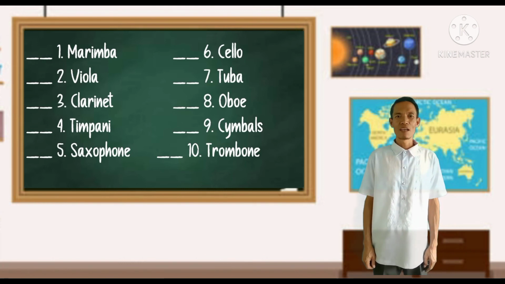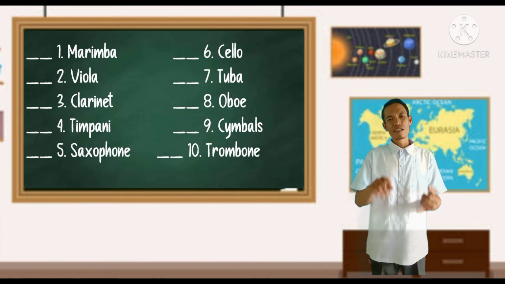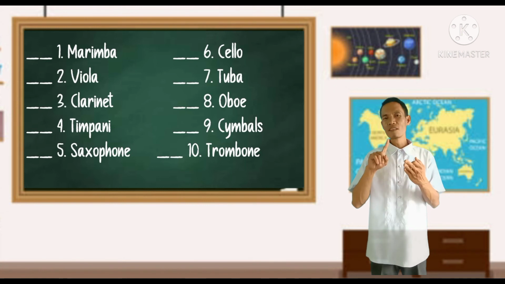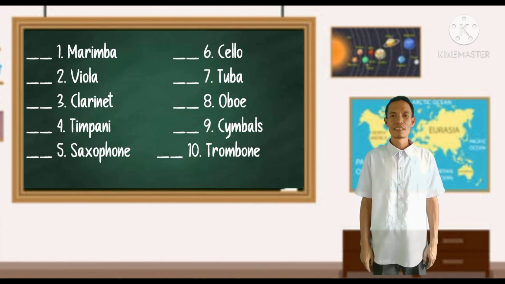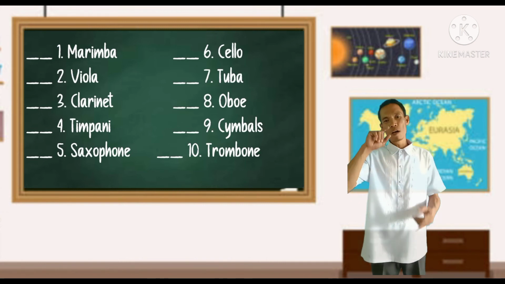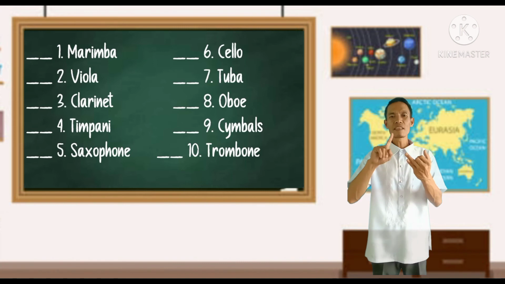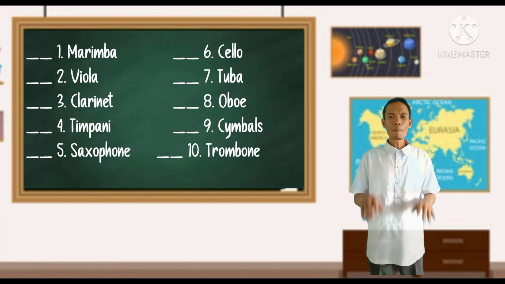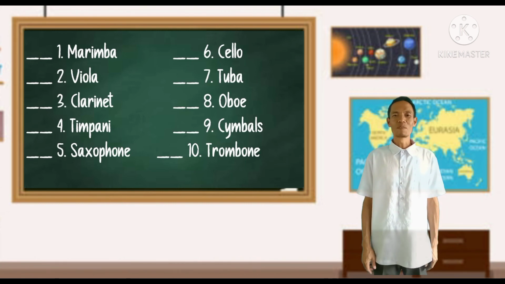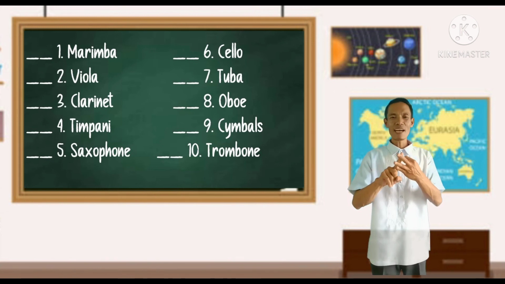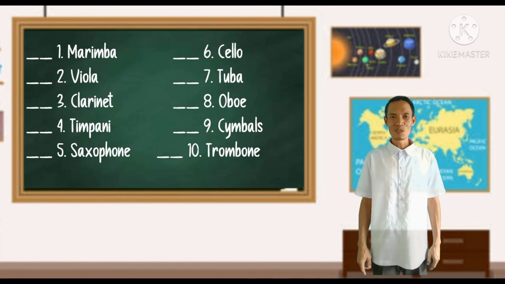Number 8, oboe. Is it string, brass, woodwind, or percussion instrument? Number 9, cymbals. Does this instrument belong to string, woodwind, brass, or percussion instrument? Number 10, trombone. Does this instrument belong to string, woodwind, brass, or percussion instrument?